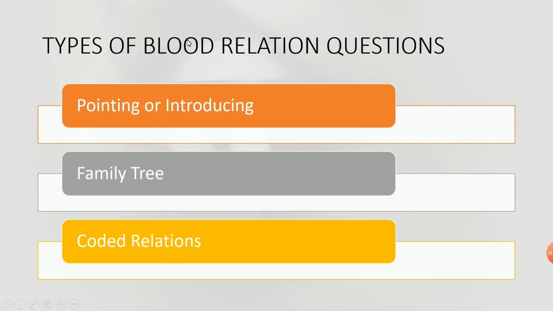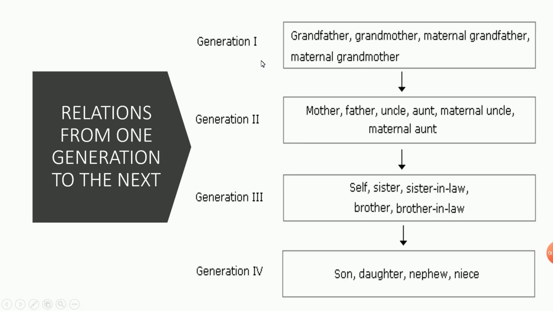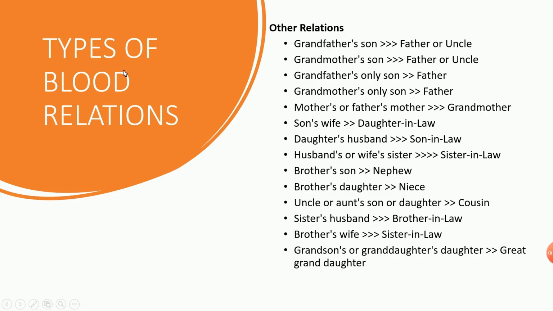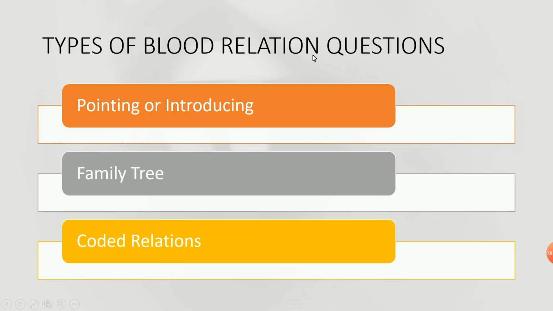Next, types of blood relation questions. Note the difference: those were types of blood relations, but here it is types of blood relation questions. In the exam, what kind of questions? Actually there are a few more, but these 3 are very common and cover more area, so that's why I have given only these 3. First one is pointing or introducing, second one is family tree, third one is coded relations.